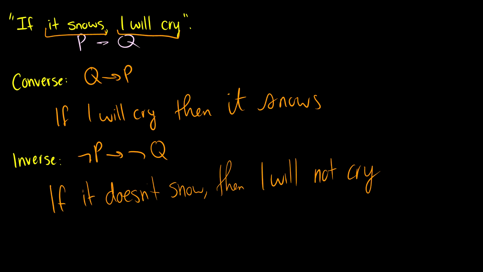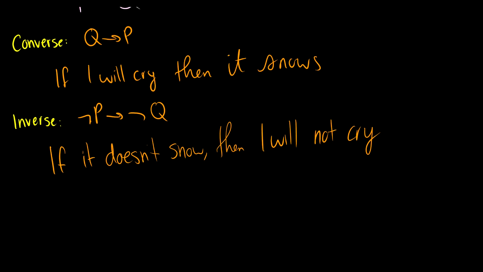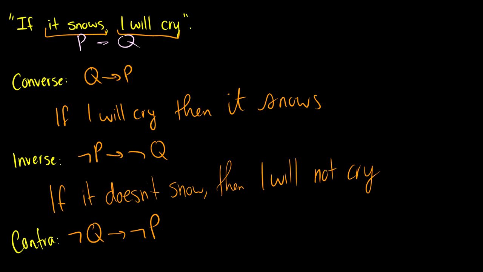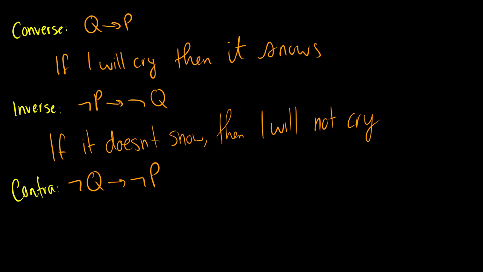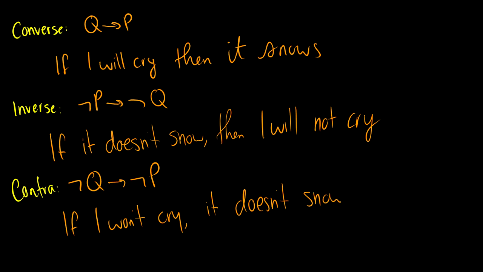Now, of course, we can also do the contrapositive. So what is the contrapositive? Well, that is equivalent to the first statement. So this is not Q, arrow, not P. So in this case, remember, it was if it snows, I will cry. So this would be if I won't cry, it doesn't snow. So this is logically equivalent to the first conditional.